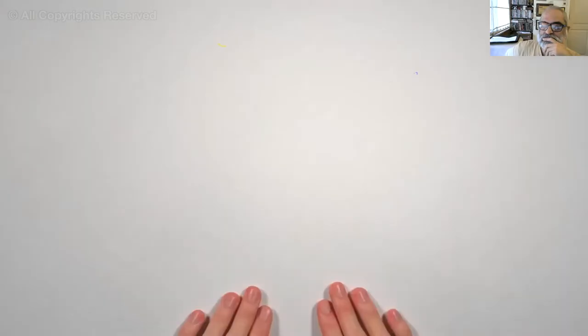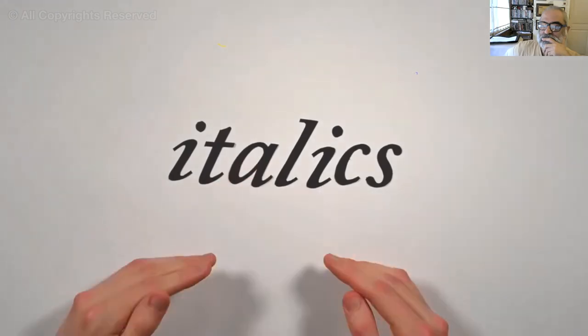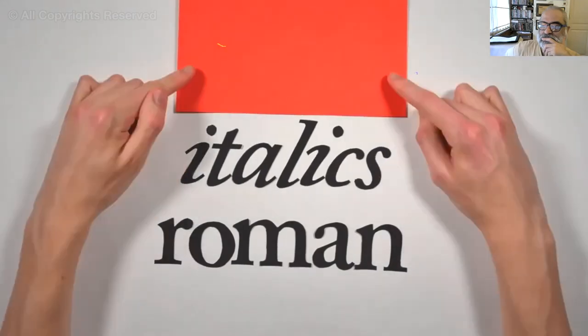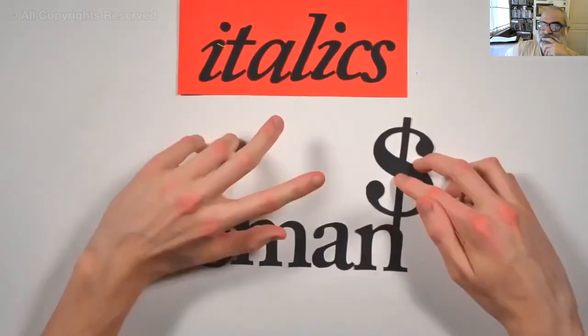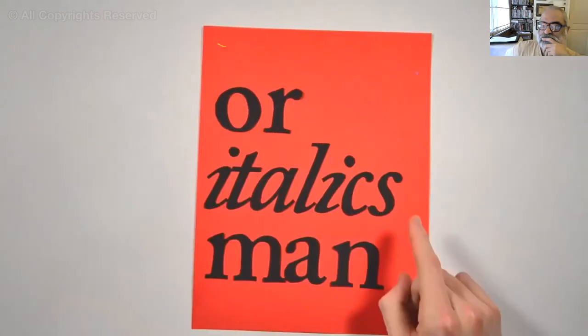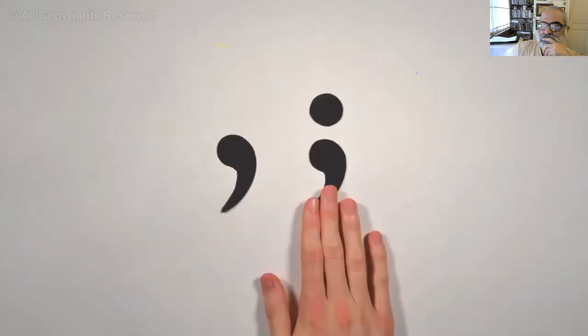The next major innovation in typography after Roman letters was italics, which are like slanted and stylized versions of Roman type. They were created in the late 15th century by Aldus Manutius from Italy as a way of fitting more letters onto the page and saving money. Now we use italics interspersed in Roman type for emphasis. Aldus Manutius also created the modern comma and semicolon, but that's another story.